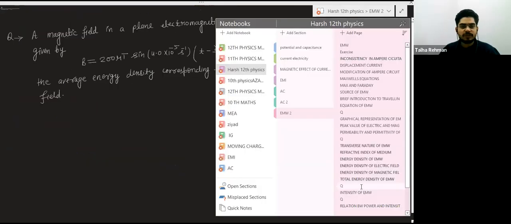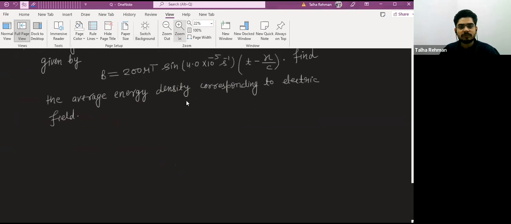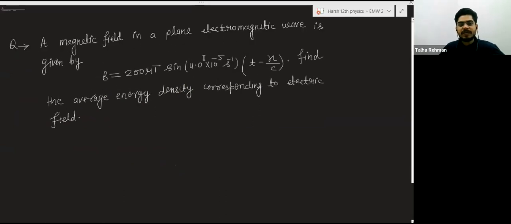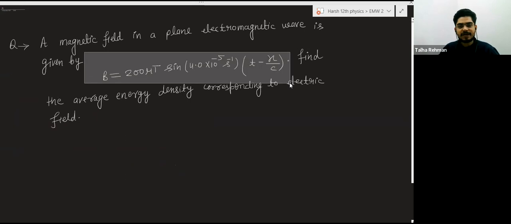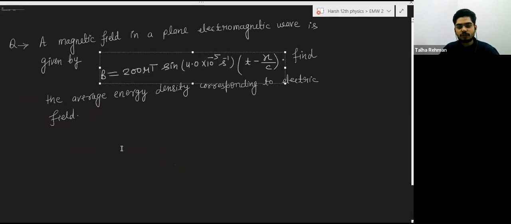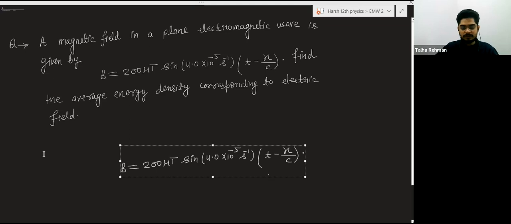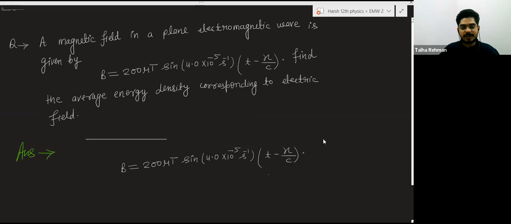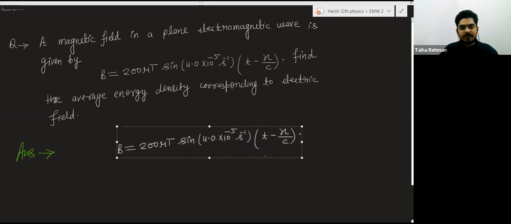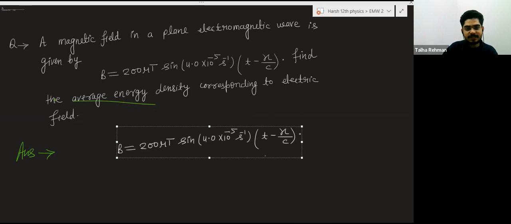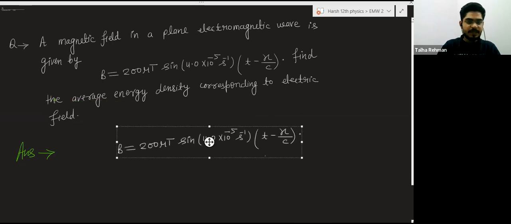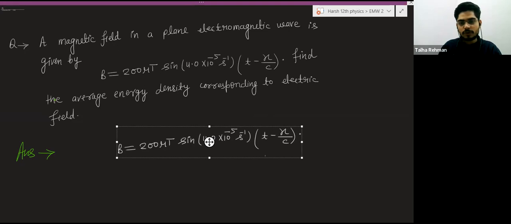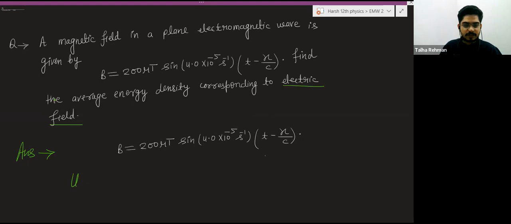So there is one question. A magnetic field in a plane electromagnetic wave. This is the equation of the magnetic field. Now you know in an electromagnetic wave there is a magnetic field. So see, this is the magnetic field in an electromagnetic wave. This is given, and they are asking to find the average energy density corresponding to the electric field.